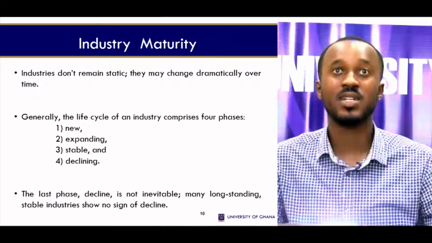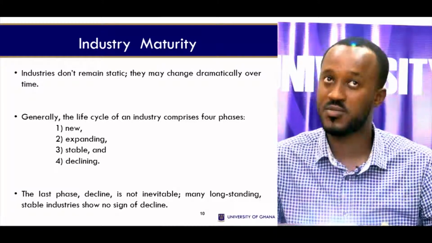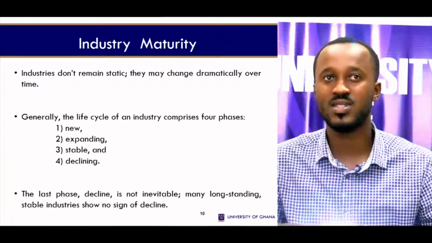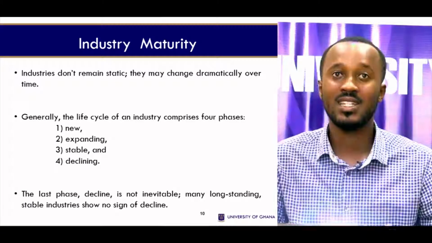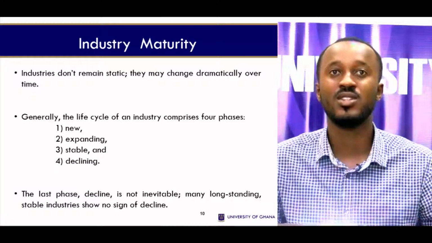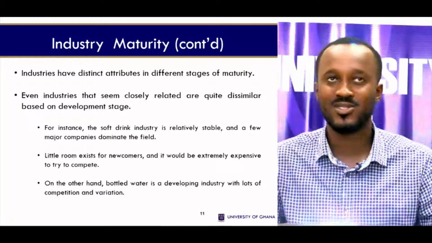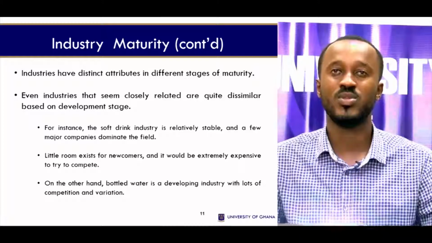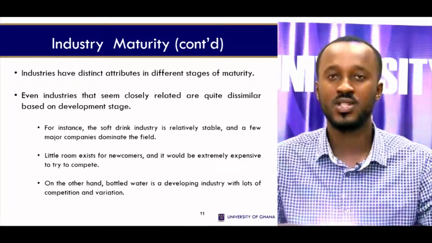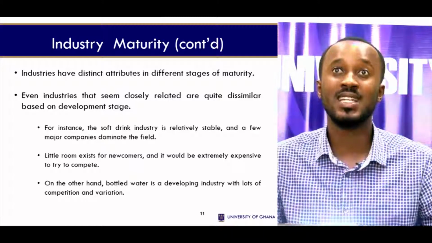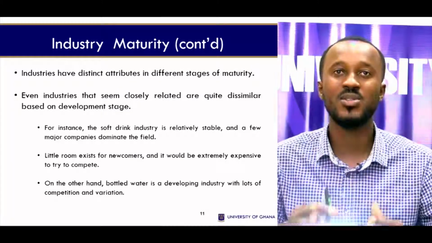Generally, the life cycle of an industry comprises four phases. There's the new, the expanding phase, the stable, and the declining phase. The last phase, decline, is not inevitable. Many long-standing, stable industries show no sign of decline. Industries have distinct attributes in different stages of maturity. Even industries that seem closely related are quite dissimilar based on development stages.